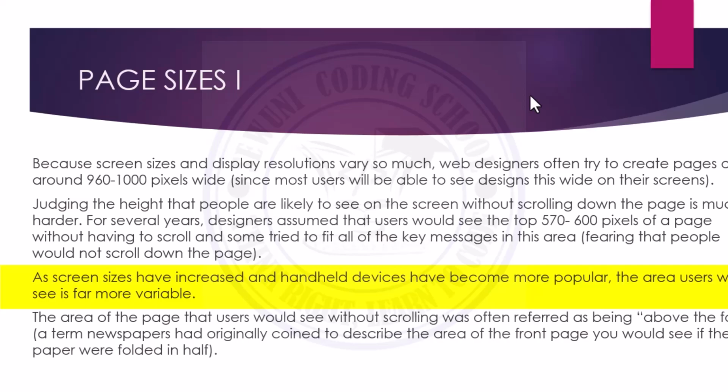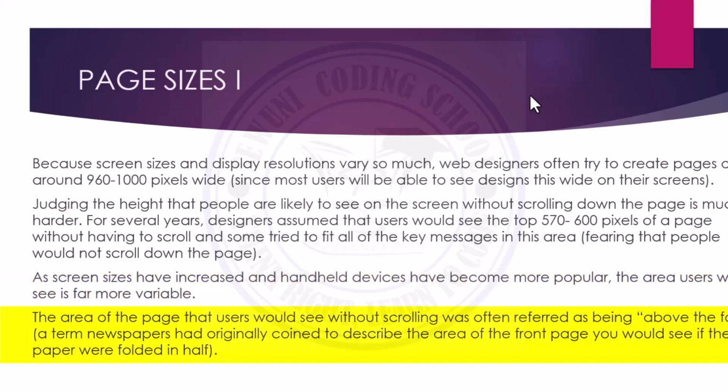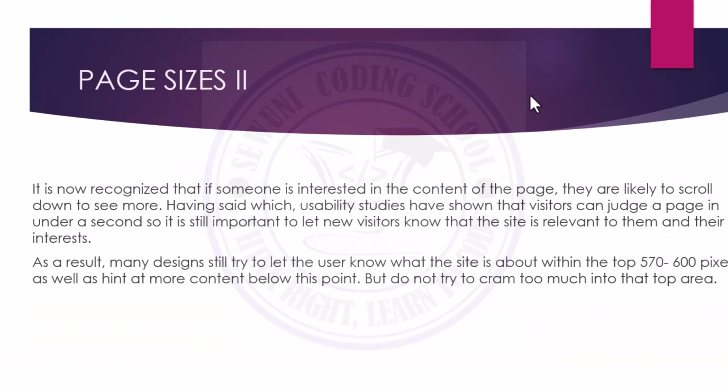As screen sizes have increased and handheld devices have become more popular, the area users will see is far more variable. The area of the page that users would see without scrolling was often referred to as above the fold. It is now recognized that if someone is interested in the content of the page, they are likely to scroll down to see more.